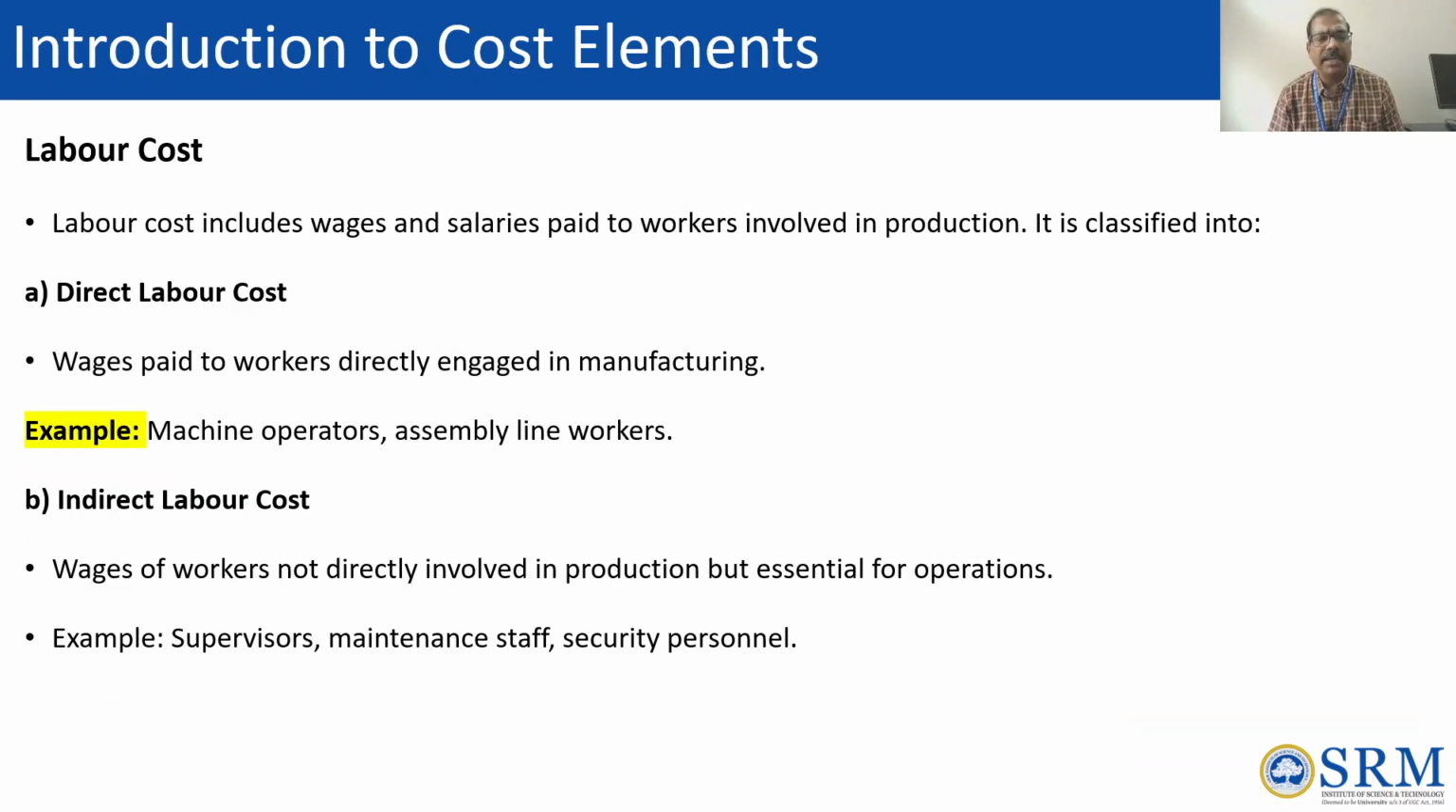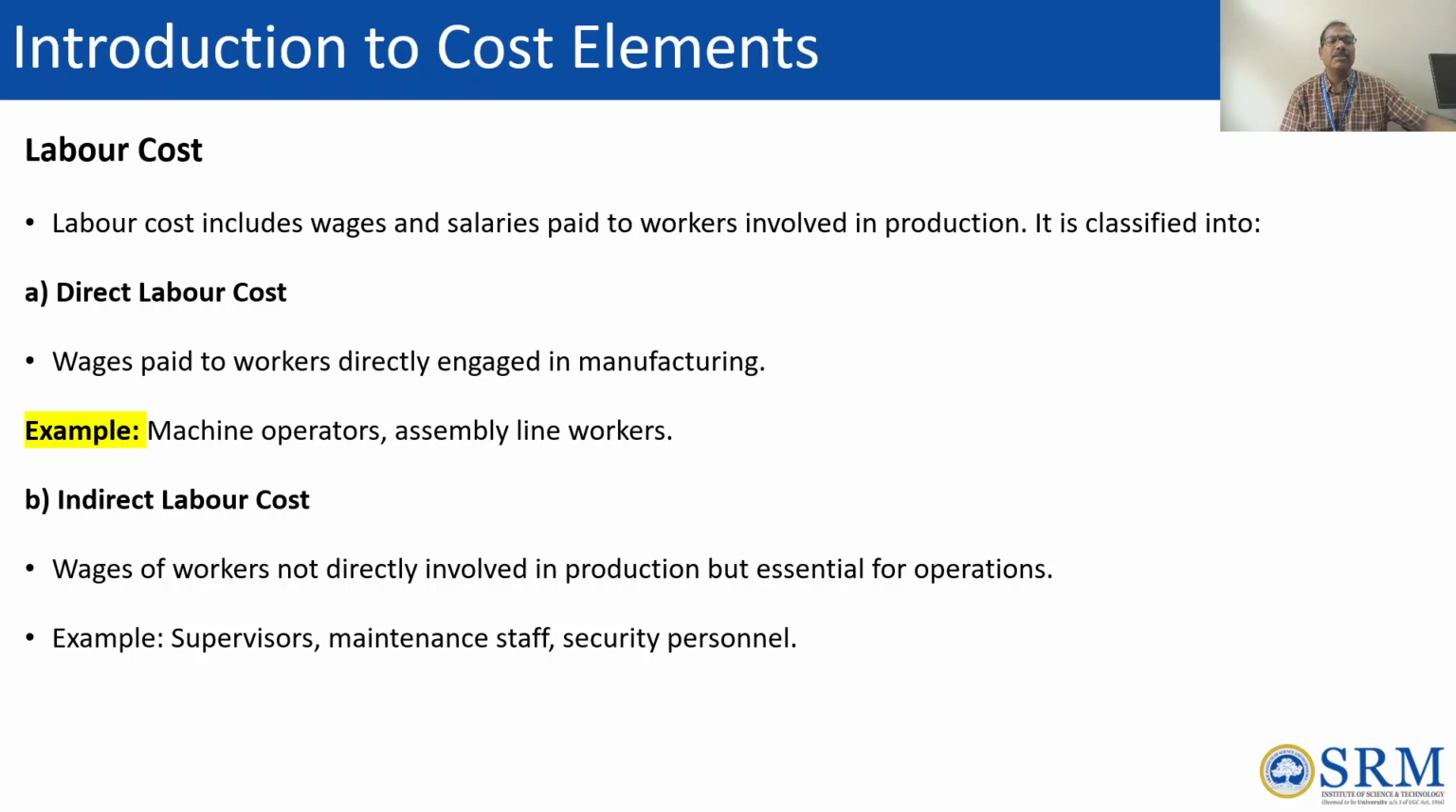Then labor cost. In labor cost also we'll have two splits. One is direct labor cost, another one is indirect labor cost. The labor cost includes wages and salaries paid to workers involved in production. What kind of salaries or wages we are paying, or extra incentives we are giving, all will be considered under labor cost.